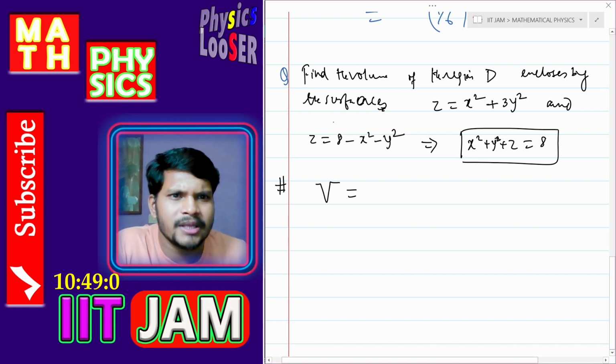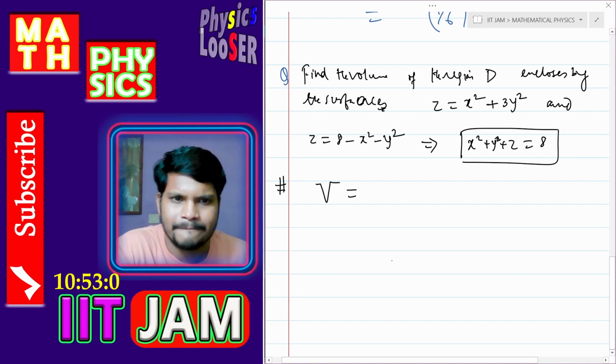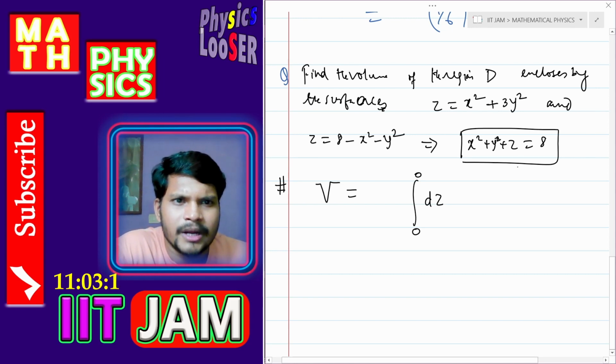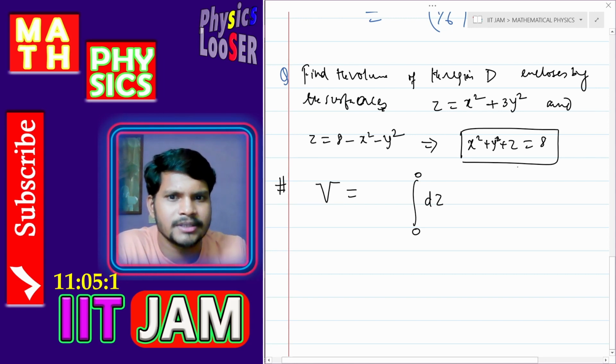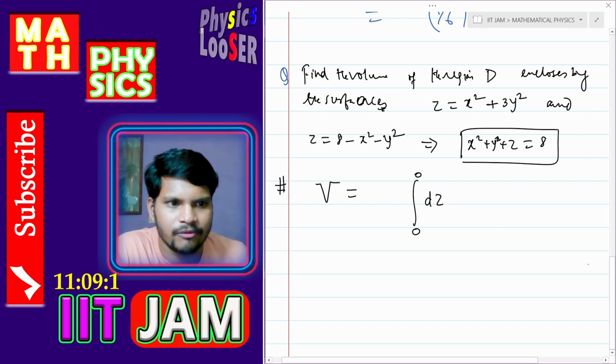But the problem is that there are two surfaces. So how can we find the volume? Because in total we have to find the volume. First of all we need to find the limits in dz as well as dy and dx, correct? But what could be the intersection region, which one is the bigger region, and how can we find it? That is a very important issue here: how we can find the limits.